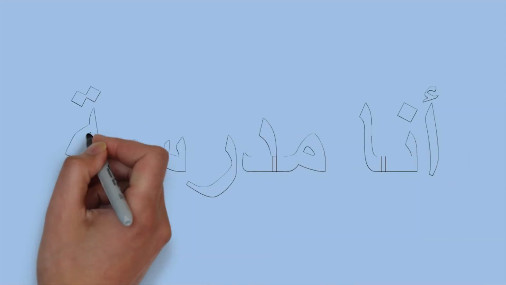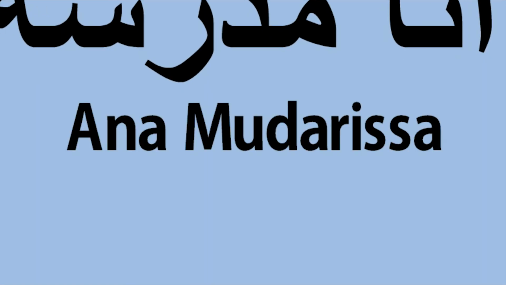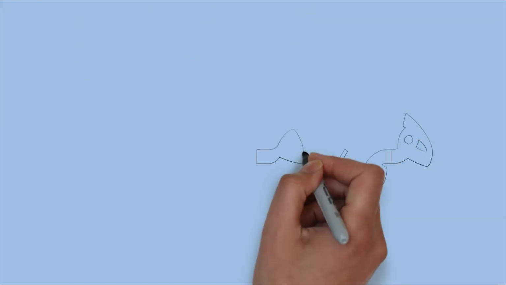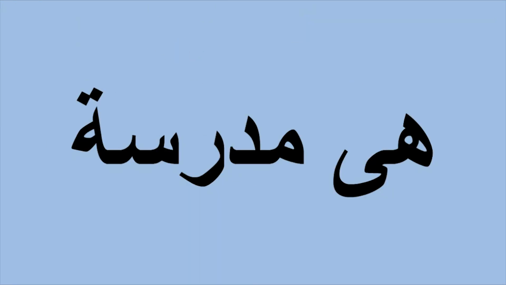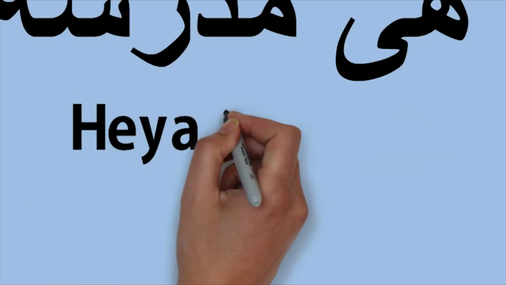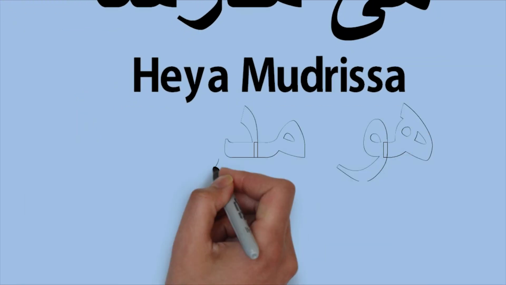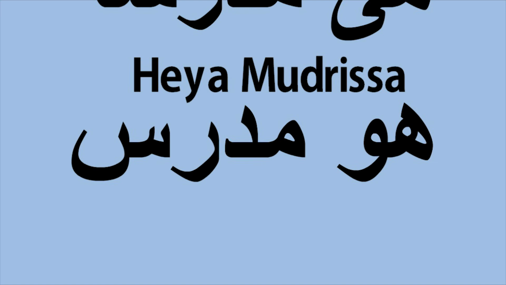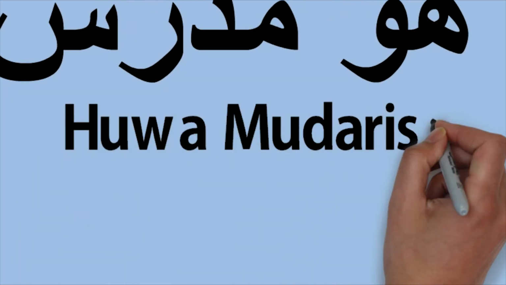Okay? So if I would like to say my name is Sondos, here I'm going to say أنا اسمي Sondos. If I would like to say I am a teacher, I'm going to say أنا مدرسة. What about if I would like to say she is the teacher? So هي مدرسة. هو مدرس, he is a teacher. Okay? And so on.